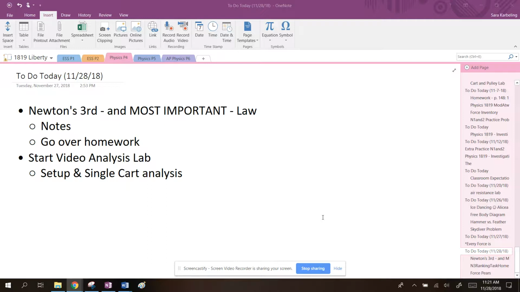And the reason that I really emphasize that is because it seems like number one should be the most important, right? And then number two and then number three, not so much. Newton's third law is totally separate from the first and second law, which is, I think, one law. We're going to talk about the third one today.